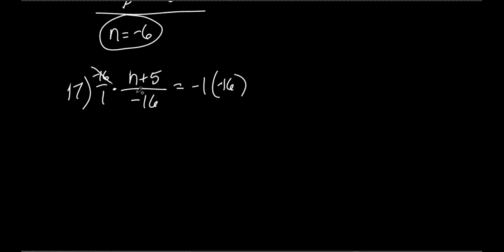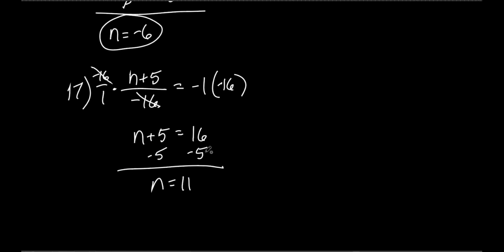The -16 cancels with that -16. What do I bring down? N plus 5 equals, and then multiply this out. -1 times -16, positive 16. And then one more step. Next step, super easy. Everybody knows how to do that. What do we do? -5 minus 5, n equals positive 11, and that's my answer right there.